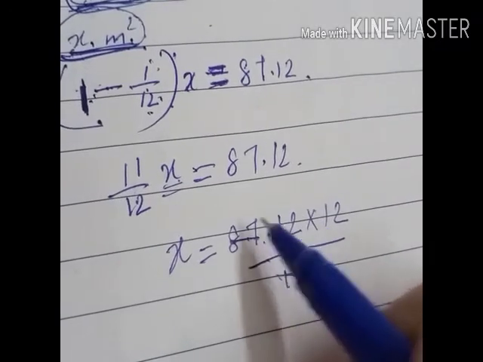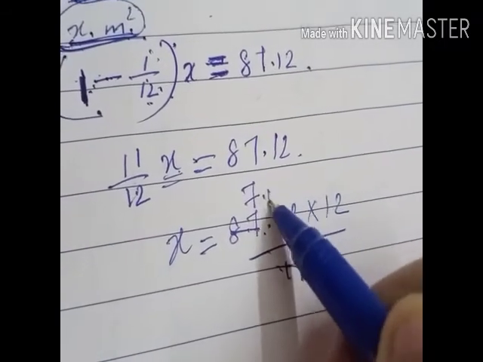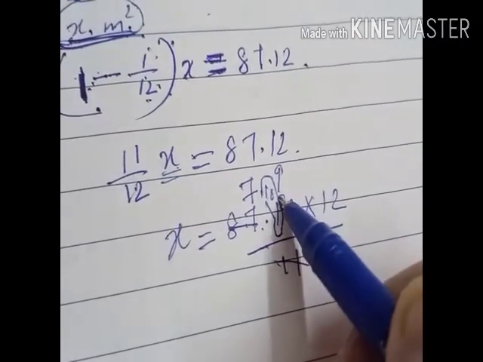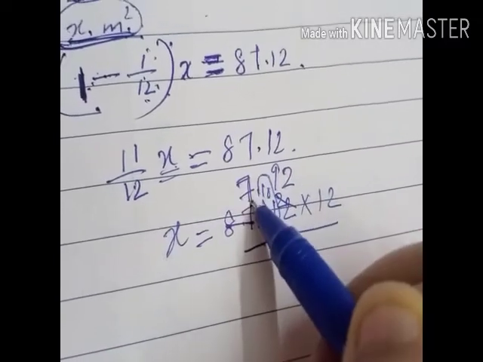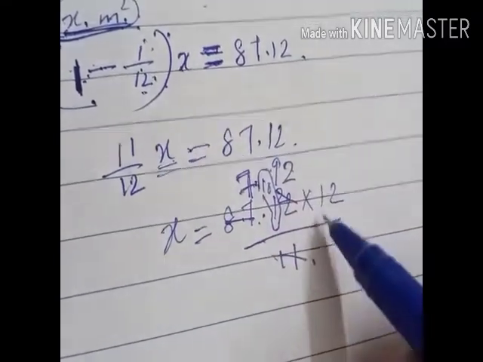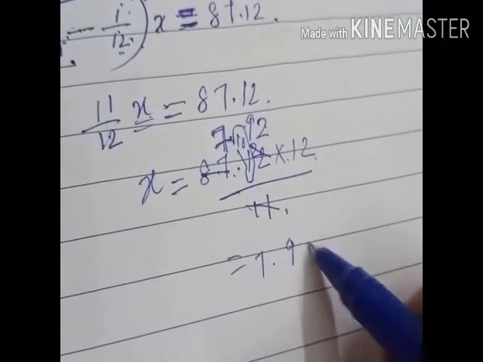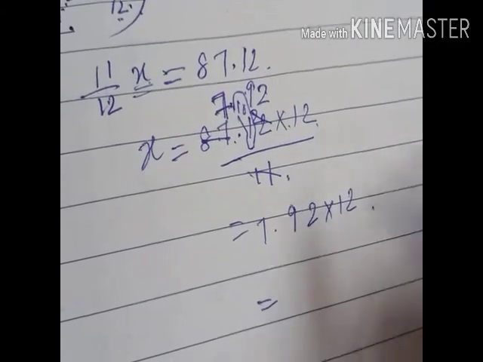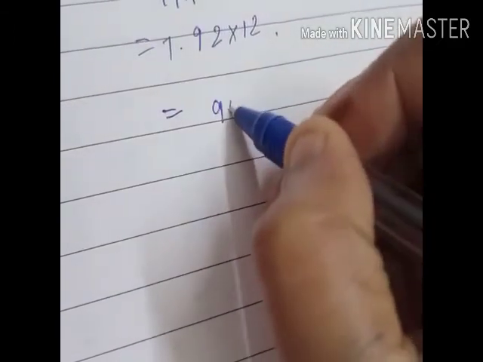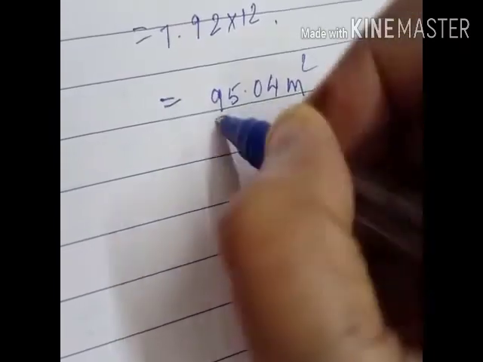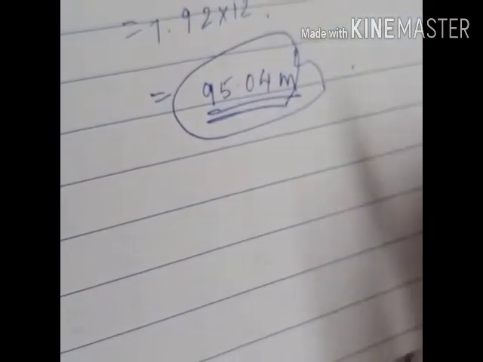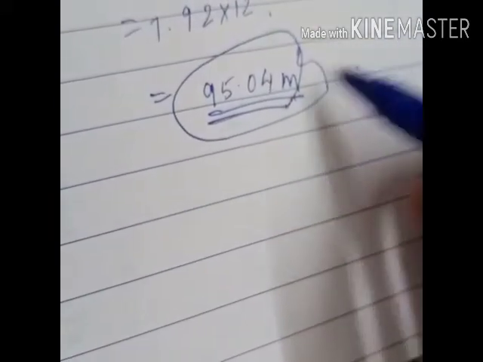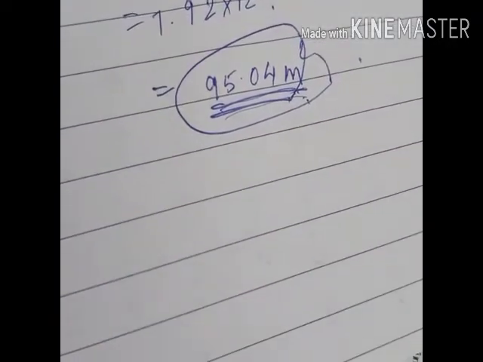Then we can easily cut this. 77 after 10 in 101, 9 times. Then 2 remain. Then in 22, 2. So 7.92 into 12. You should practice this cutting method. 7.92 into 12 is 95.04 meter square. This much sheet is used for making the tank, but 1 by 12 of this was wastage. So this is the final answer.